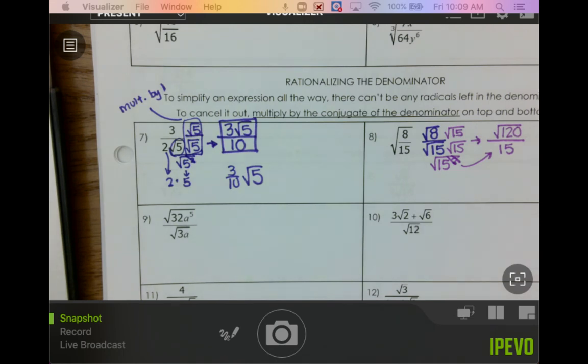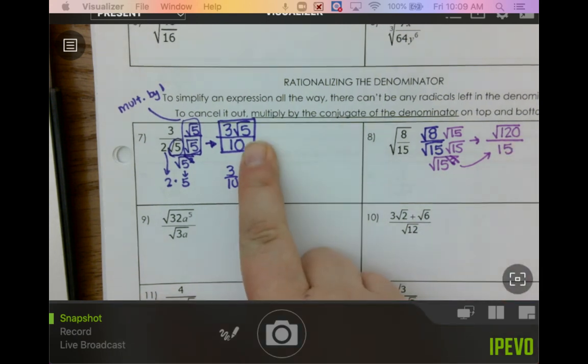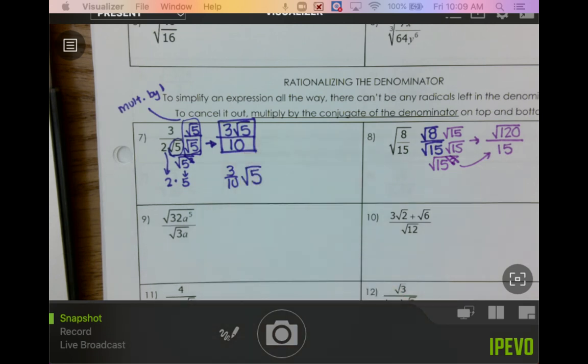And then at the very end of a problem, you do need to try and simplify it. Over here, we just had the square root of 5, so I didn't really say anything. But on this one, we have the square root of 120. So I'm going to try and split that up in between two numbers that are perfect squares.